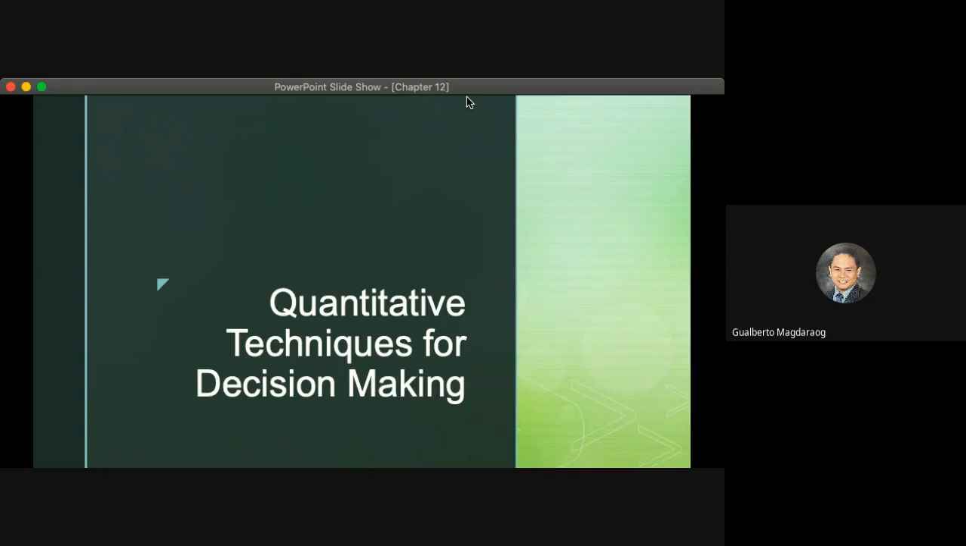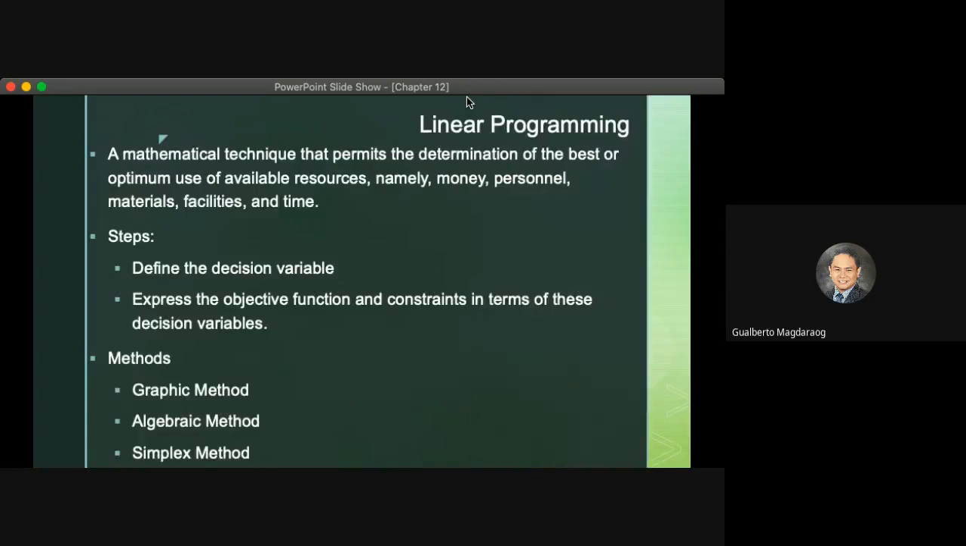Okay, welcome to the next part of Chapter 12, Quantitative Techniques for Decision Making. The next topic is linear programming. It is a mathematical technique that permits the determination of the best or optimum use of available resources, namely money, personnel, materials, facilities, and time.